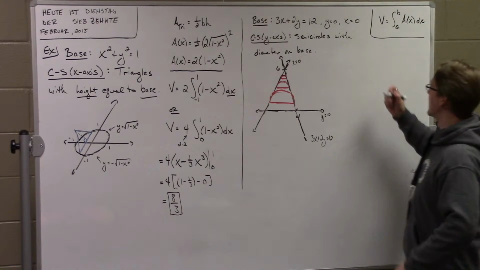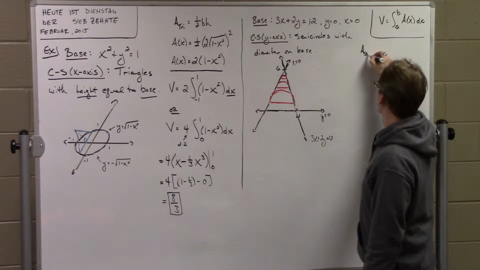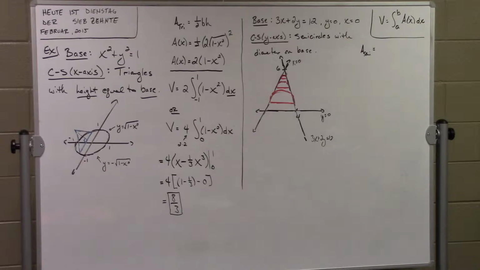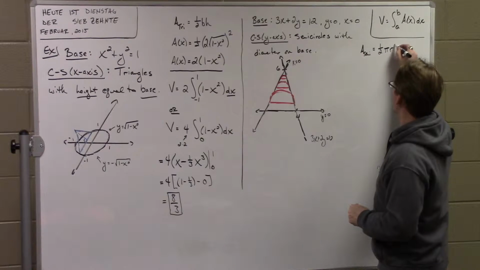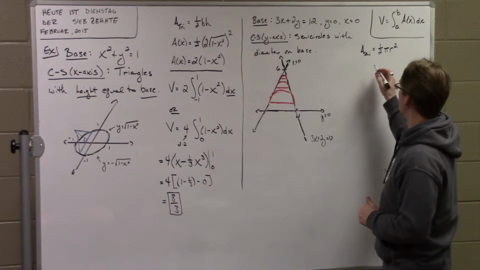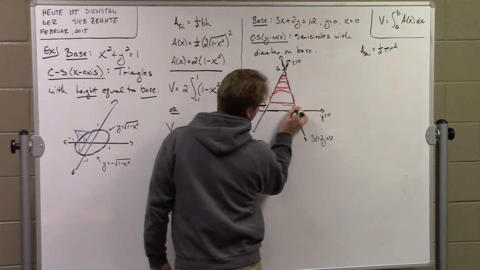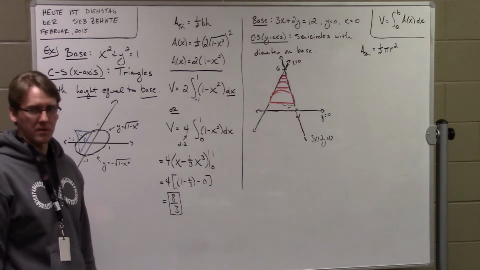All right, so we need the area of a semicircle. What is the area of a semicircle? One half pi r squared. If the whole circle is pi r squared, then 1/2 pi r squared would give us the semicircle. So what we need to do is figure out what the radius of one of these semicircles is going to be.